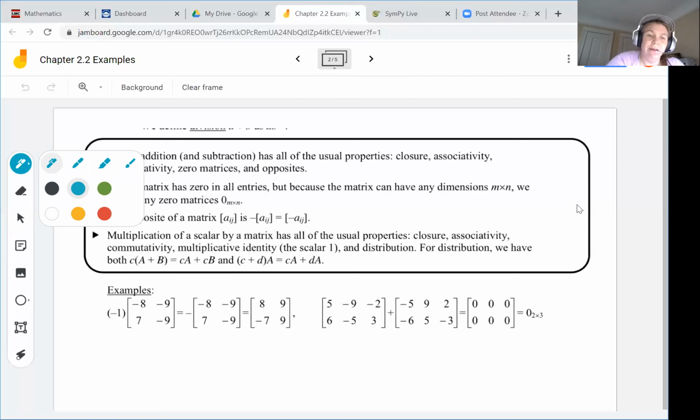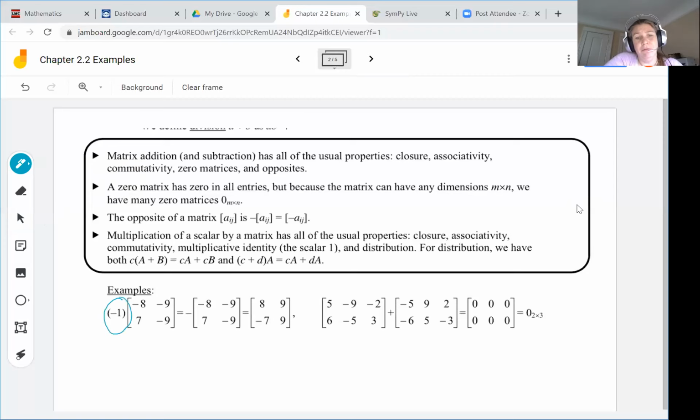So in the first example, we've got -1 multiplied through by this matrix. And so we can translate that just to a negative sign times the matrix. And then that negative distributes through to each element inside the matrix, each entry. And so that changes the sign. So every entry in the matrix has its sign changed. So the opposite of the matrix with -8, -9 in the top row and 7, -9 in the bottom row is this resultant matrix with +8 and +9 in the top row and -7 and +9 in the bottom row. So the opposite of a matrix is just a sign change for every element inside.